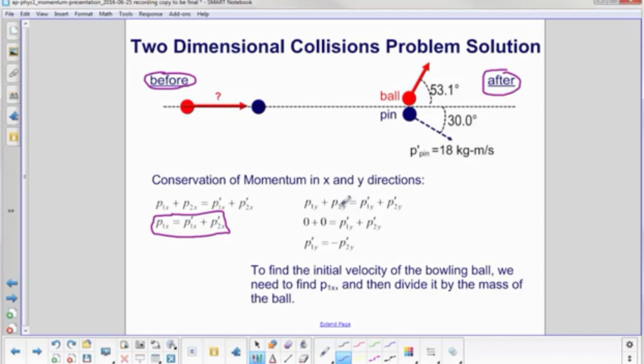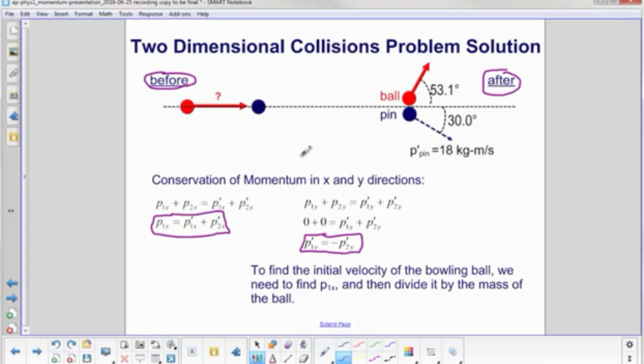Now what's our initial momentum in the y direction? Well, the pin isn't moving, and the ball is only moving in the x direction. So these both get replaced by 0. We get p1y prime plus p2y prime equals 0, and we come up with this relationship for the final momenta in the y direction.